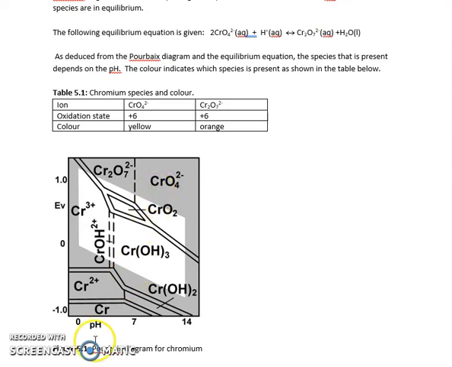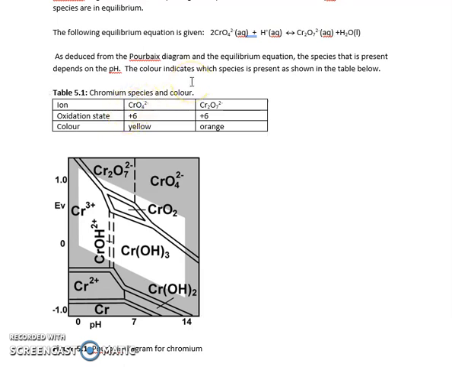Over here on the x-axis you have the pH. At low pH we are expecting the dichromate. At high pH we are expecting the chromate. Now if you look at this Table 5.1, you can see the chromate has a yellow color and the dichromate has an orange color. In this case the oxidation states are not changing. It remains +6 in both cases.